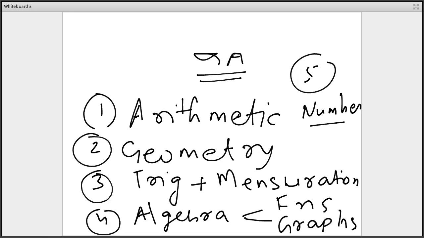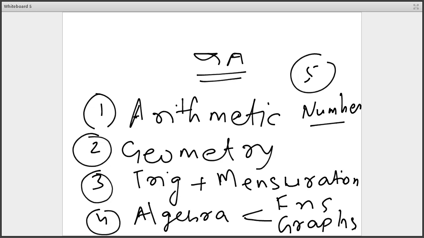When it comes to IIFT, you will have 8 to 9 questions coming solely from arithmetic. You will have 4 to 5 questions coming from trigonometry. You will have 4 to 5 questions coming from geometry. You will have 3 to 4 questions coming from trigonometry and mensuration. You will have 3 to 4 questions coming from functions and graphs, and you will have 2 to 3 questions coming from numbers on an average. So that makes arithmetic and geometry the most important topics from the IIFT exam perspective.